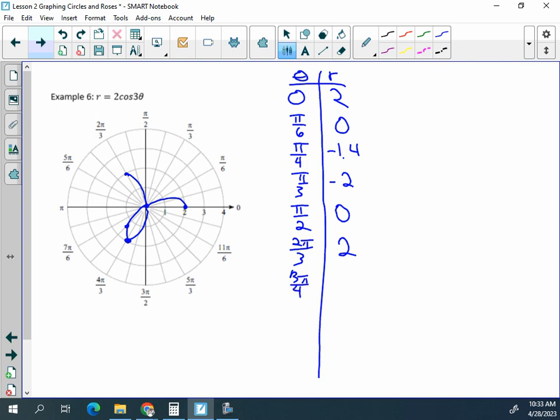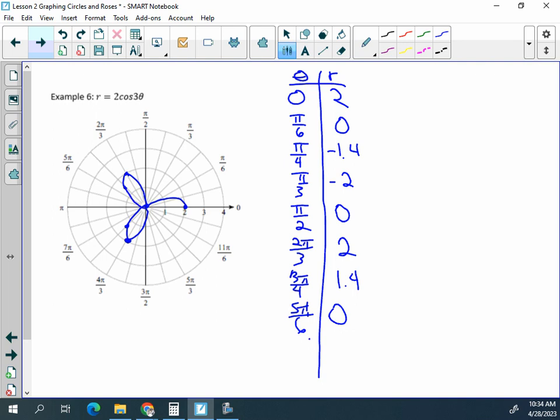Okay, and then we've got 3 pi over 4. Multiply that by 3. That'll get you 9 pi over 4, which is in the first quadrant, positive. Square root of 2 over 2 times 2 is square root of 2, which is 1.4. Somewhere around there. Okay, and then we've got 5 pi over 6. Multiply that by 3. You get 5 pi over 2. Cosine of 5 pi over 2 is 0. 0 times 2 is 0.